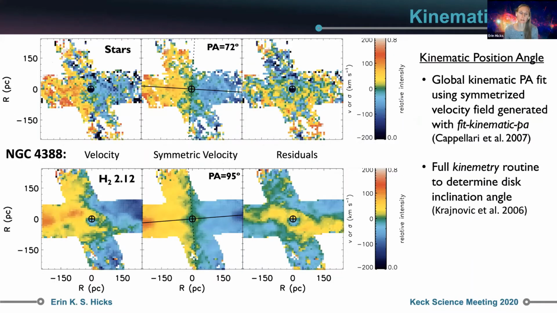As a first step towards analyzing the kinematics in more detail, we determined the global kinematic position angle of both the stars as well as the molecular hydrogen. The stars are shown on top here. We symmetrized the fields to determine what the global kinematic position angle is. Shown on the right-hand side are the residuals, so subtracting that symmetrized field from the measured velocity field. This gives a measure of how well the assumption holds that rotation is dominating that velocity field. The residuals represent those non-circular motions that are present.